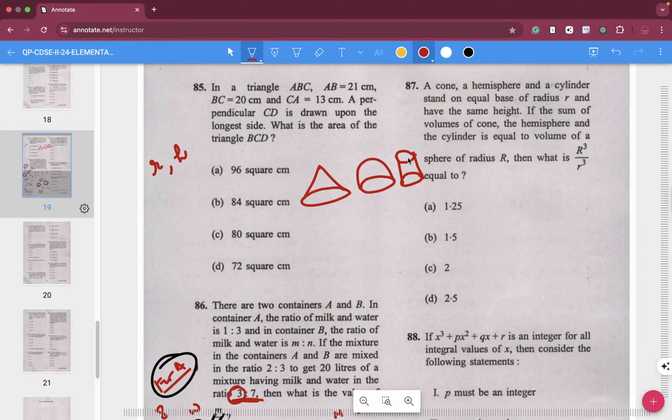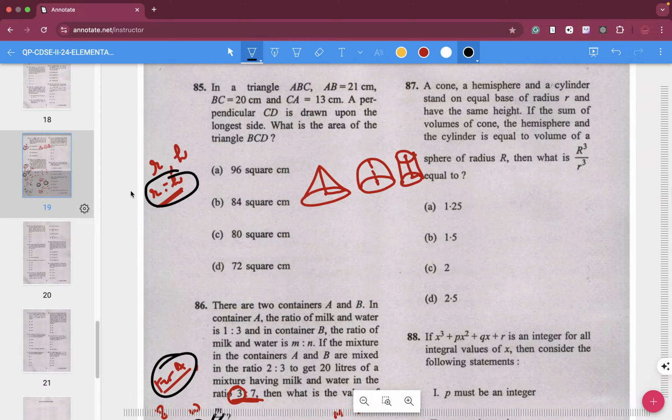Same height means what? For the hemisphere, r is equal to h, so r will be equal to h in all of these. This value is also r, this value is also r. That is the only point you guys have to understand.